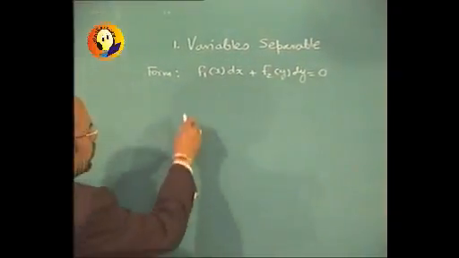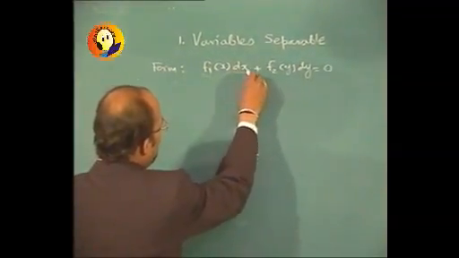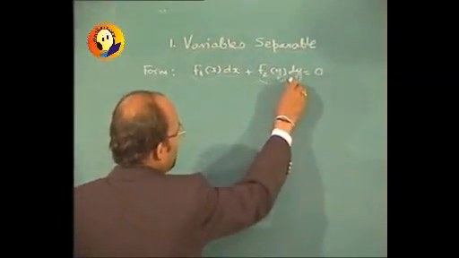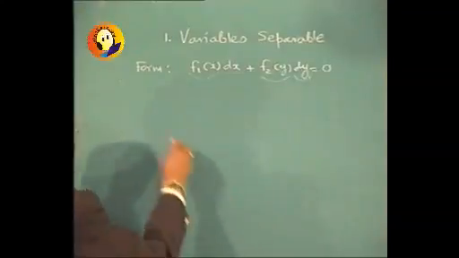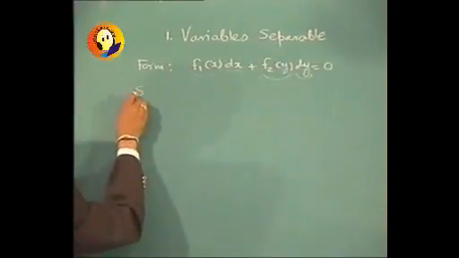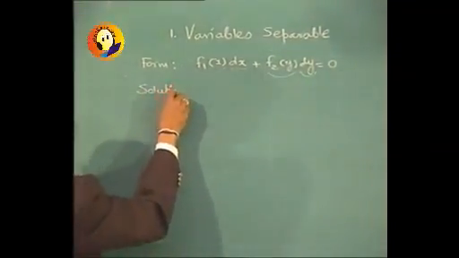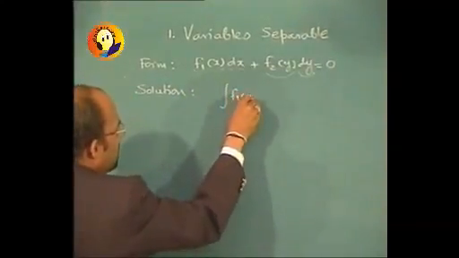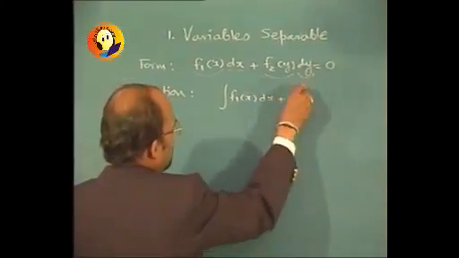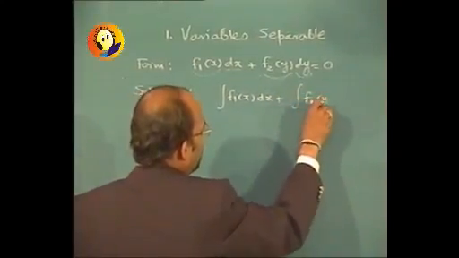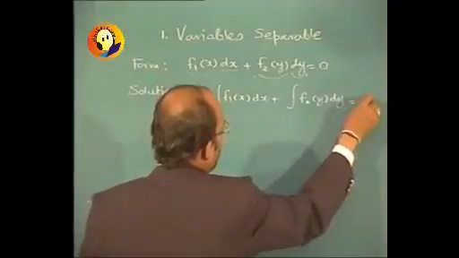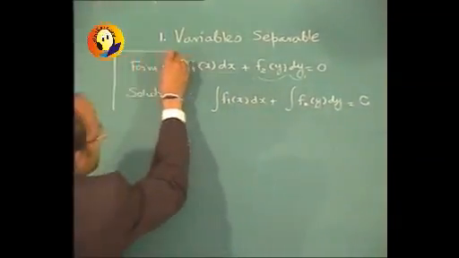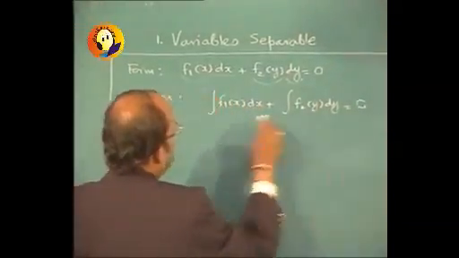That means you have got all the terms of x and a differential coefficient dx multiplying it, and all the terms of y multiplied by dy equal to 0. The solution in this case is given by integral f1(x) dx plus integral f2(y) dy equal to constant of integration. So we come across the first type of differential equation.